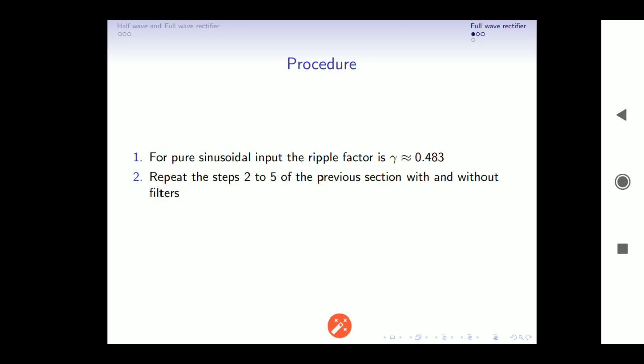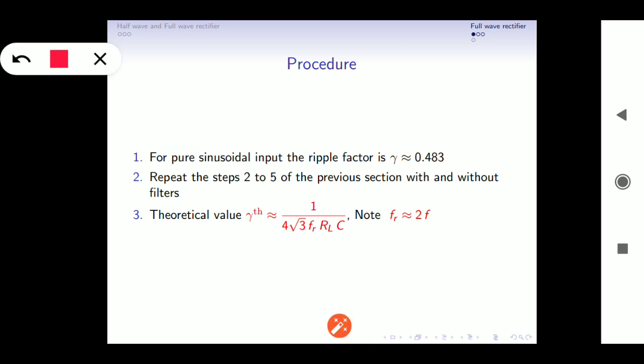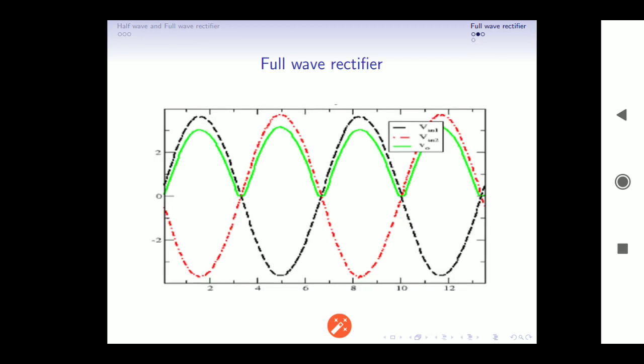I repeat all those steps which are mentioned for the half wave rectifier for the full wave rectifier and report the results. There is one difference in the theoretical value of ripple factor: an extra factor of 1 by 2 is there for the full wave rectifier, and for the full wave rectifier the ripple frequency is twice the input frequency, as you will understand when I show the output. This is the actual working of the full wave rectifier without any filter.